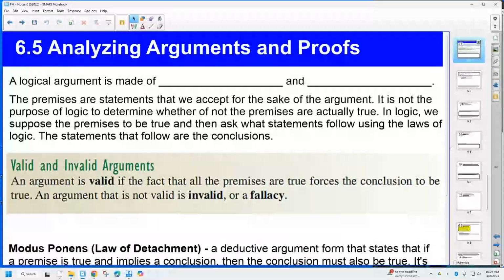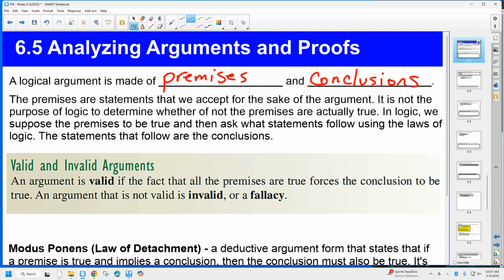6.5, analyzing arguments and proof. A logical argument is made of premises and conclusions. Premises are statements that we accept for the sake of the argument.